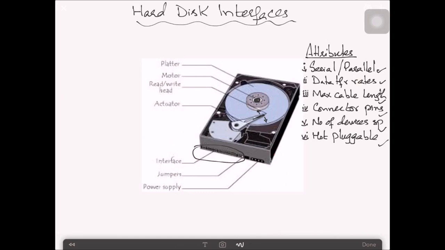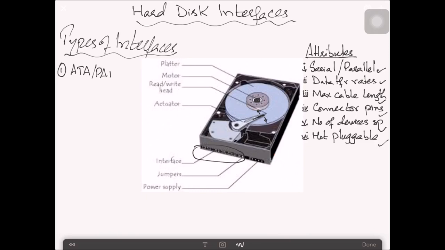Gentlemen, there are different types of interface. Let me mention a few important types of interfaces that are commonly used these days. The first type is ATA. It is also known as PATA. ATA stands for Advanced Technology Attachment. It has different versions: ATA, ATA2, IDE, EIDE. It is also known as IDE, Integrated Drive Electronics.